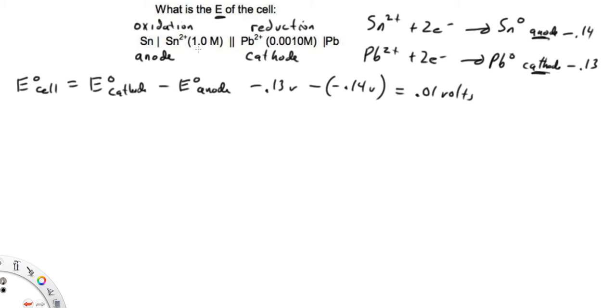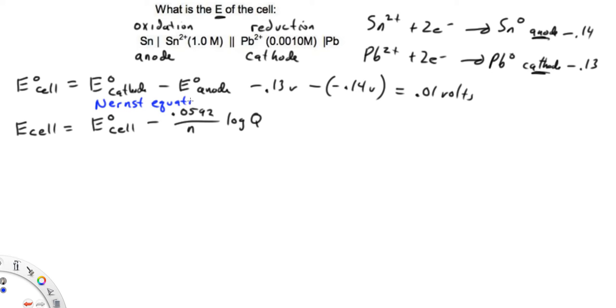It's not. So we have to calculate the electrode potential for this particular cell, and we start with the E naught of the cell under standard conditions. And then we have a correction factor, which is 0.0592 divided by the number of electrons exchanged times the log of Q. Now, let's label this equation. This is the Nernst equation. Very important, needs to be remembered.